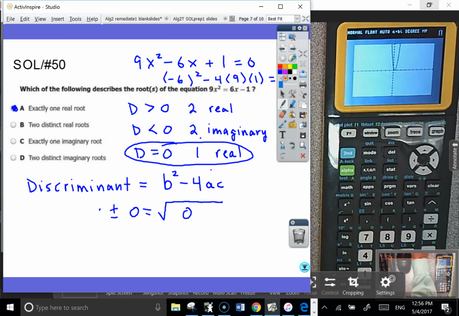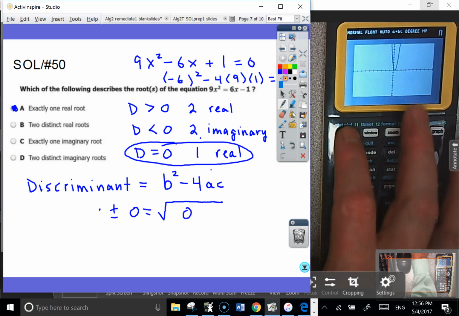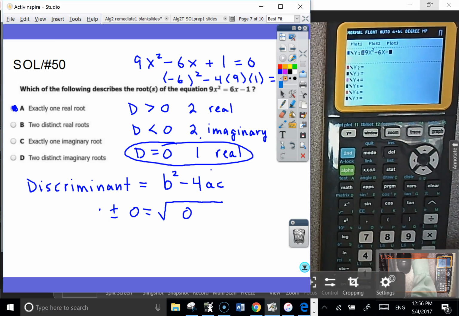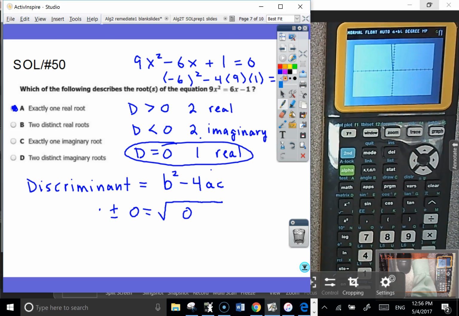Okay, what would it look like if there were 2 real solutions? 2 x-intercepts. So if I change that plus 1 to a minus 1, then I hit graph. It's going to take it down below the axis. Now you've got 2 real solutions.